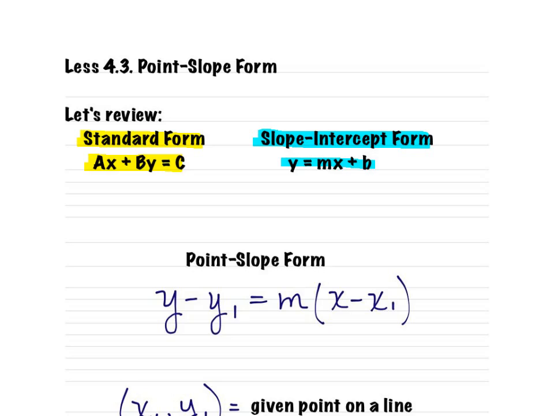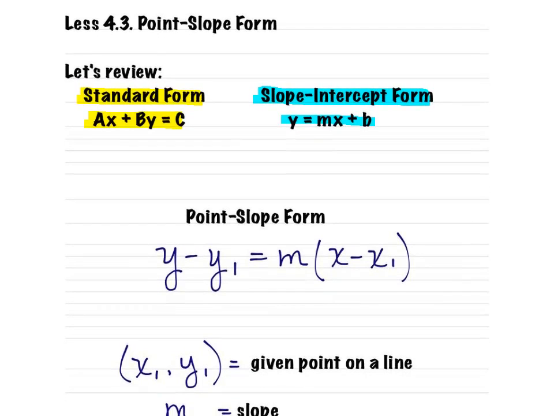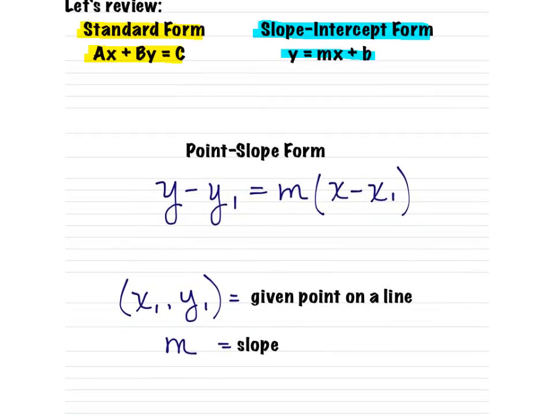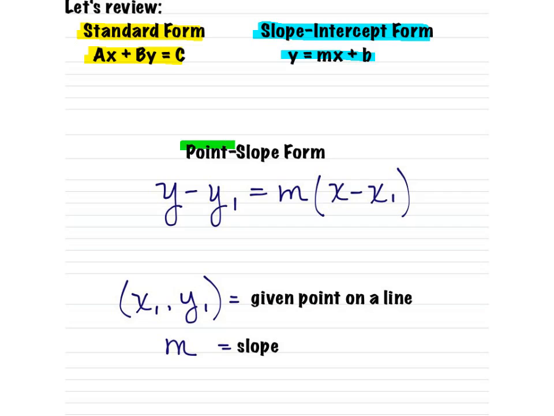Today, we're going to learn a third form of a linear equation, and it's called point slope form. Point slope form. And this is the form: y minus y1 equals m times x minus x1. It's called point slope form because x1 and y1 are an ordered pair on the line, and m represents the slope. So point slope form. Take a moment to write it down, please.